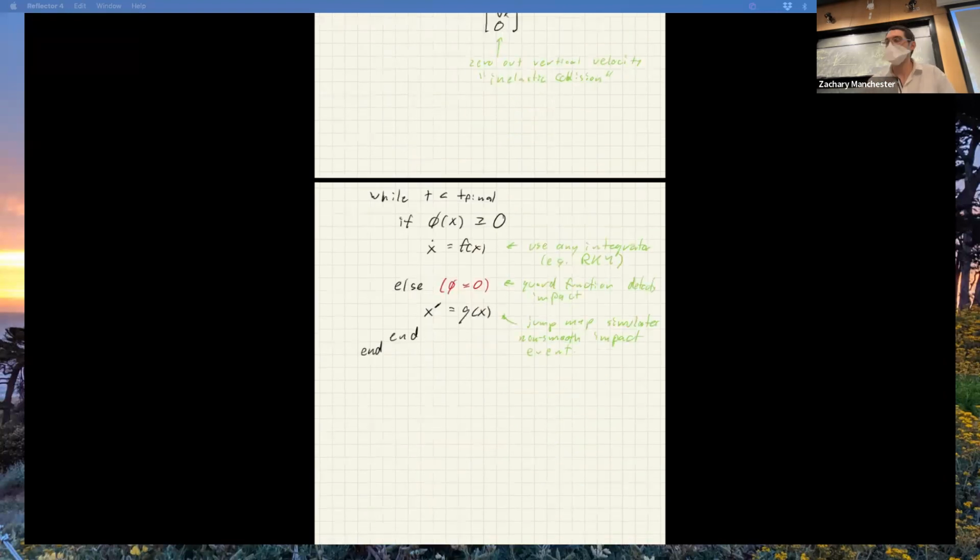Okay. Any questions about that? Yeah. Does this have issues with sliding? It seems like while the guard function is triggered, we ignore dynamics and just preserve the velocity according to the jump map. So what do you think would be bad here, I guess?